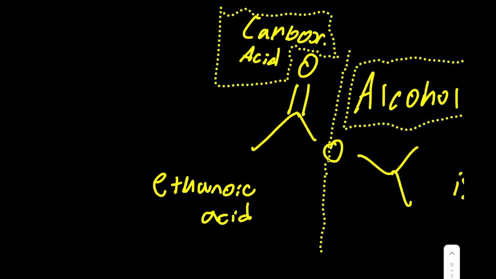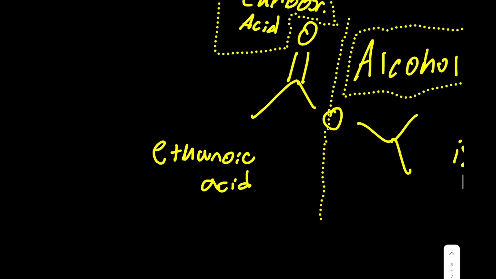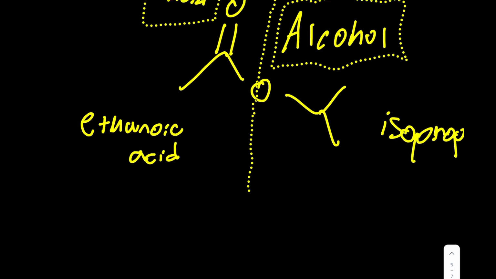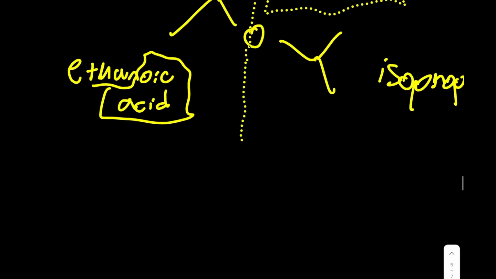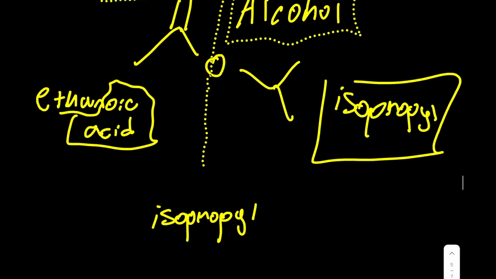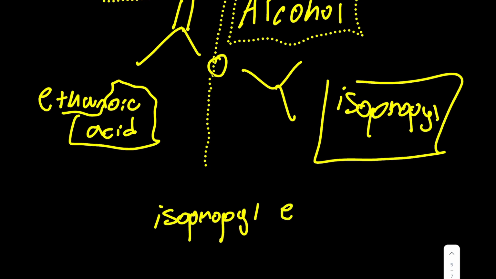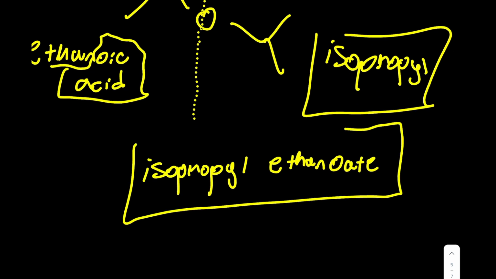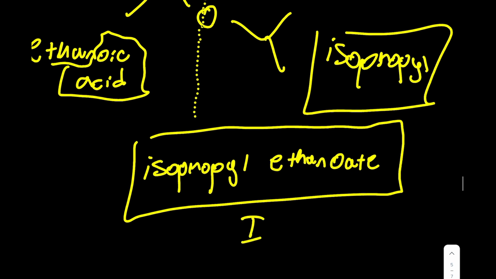So what we'll do is we have to remove the oic acid. And we start the name with the alcohol part, so we put isopropyl, and then we have ethanoic acid. We remove the ethanoic, we get ethan, and then we add oate for esters. So this is the IUPAC name of the compound we just created.